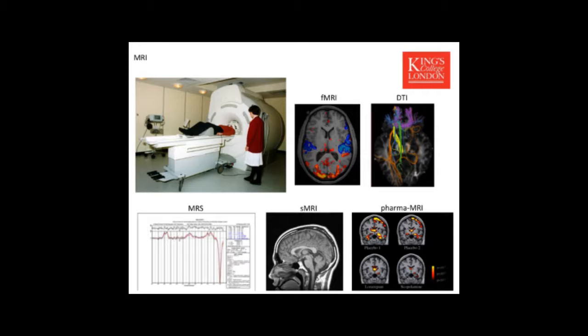With DTI, diffusion tensor imaging, we can look at white matter integrity. So how different areas of the brain, how the hardware of the brain is affected in different disorders. So less effective connectivity, for instance. With MRS, that's magnetic resonance spectroscopy, we can look at different concentrations of different neurotransmitters. So we can look at glutamate or GABA in different parts of the brain. That's the graph that you see there.